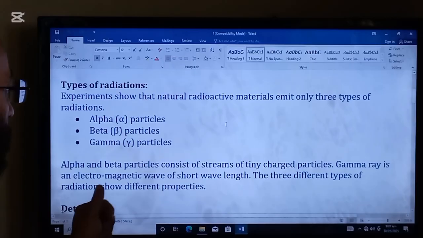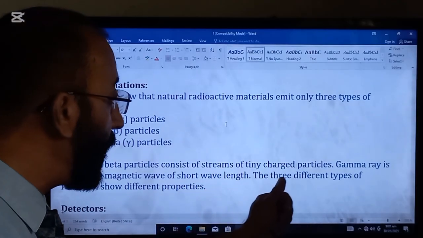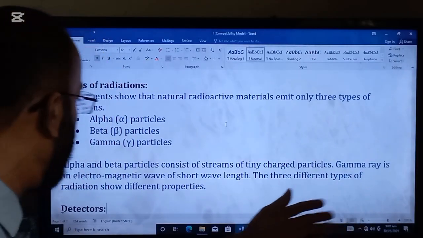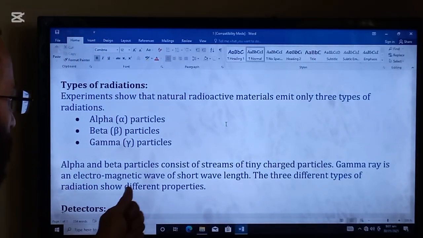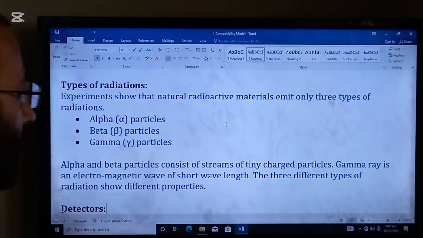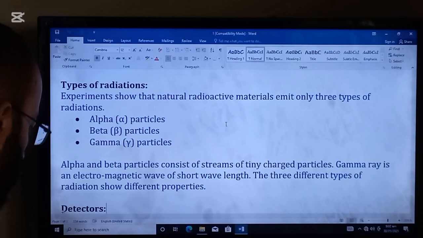Alpha and beta particles consist of streams of tiny charged particles. Gamma ray is an electromagnetic wave of short wavelength. The three different types of radiation show different properties.